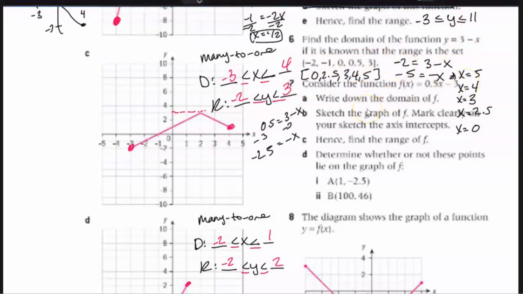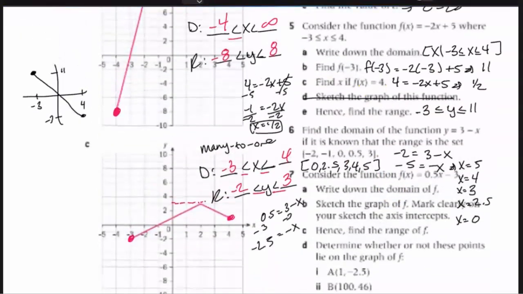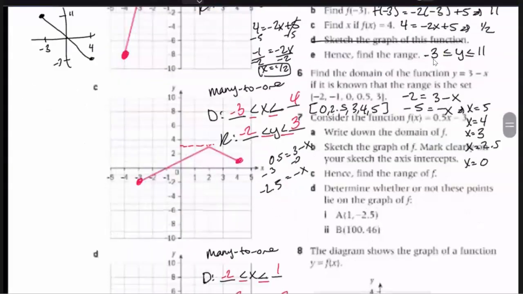7, consider the function f of x equals 0.5x minus 3. Write down the domain. Notice for number 7, there is no restricted domain. So when we did number 5 earlier, it told you that we are going from negative 3 to 4 for my domain. Here, it's not giving such a restriction.